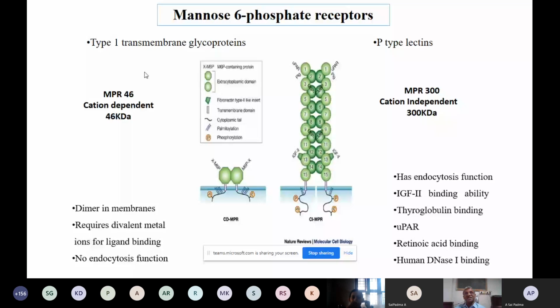bind specifically IGF2. IGF2 is insulin-like growth factor 2, which is in circulation, and this can be removed from circulation, and its levels are normally maintained so that it is not harmful. This IGF2 is degraded in the lysosomes, and this receptor on the cell surface is involved in internalization of this circulating IGF2. The additional functions of this receptor are that it also binds retinoic acid, human DNase 1, and thyroglobulin. However, the physiological significance of this binding is not clear.